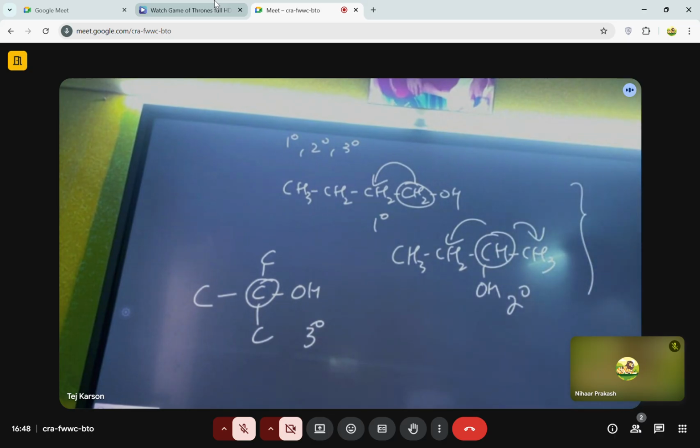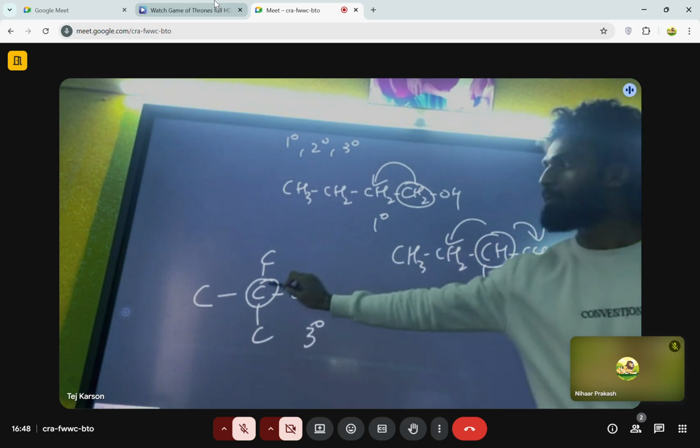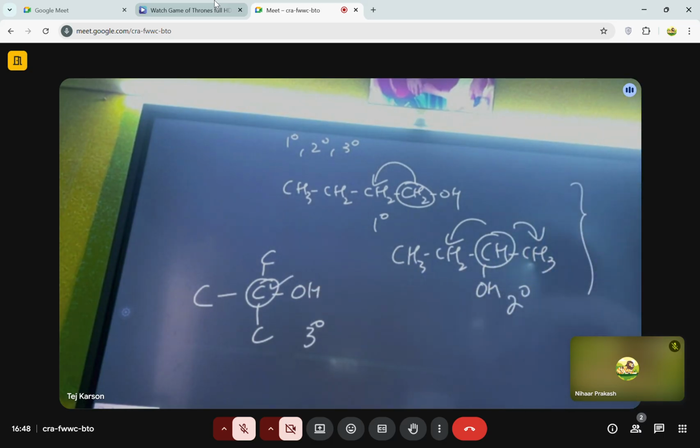My focus is on the carbon which is attached directly to the alcohol, correct? I keep that as my focus and also check how many more carbons this specific carbon is attached to. Whatever the answer is, that will be it: either primary, secondary, or tertiary. You know that. A similar thing we use when we are doing SN1 mechanism, SN2 mechanism. All these things use the tertiary and secondary concept.